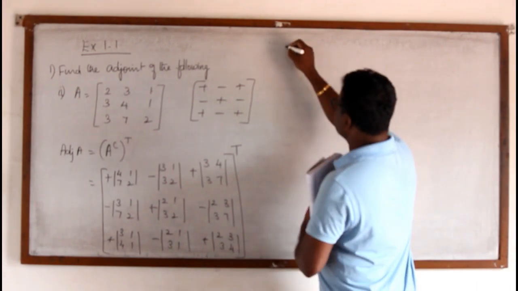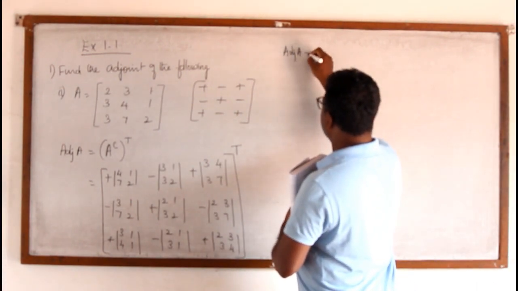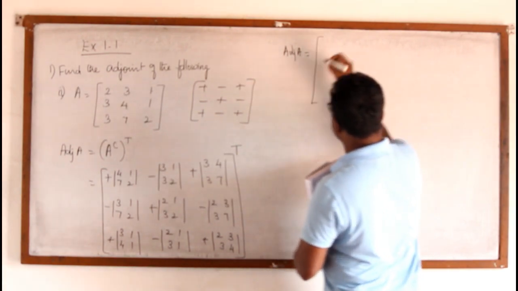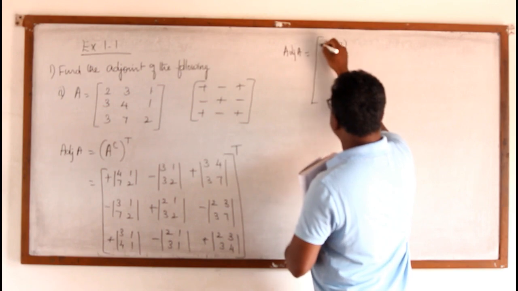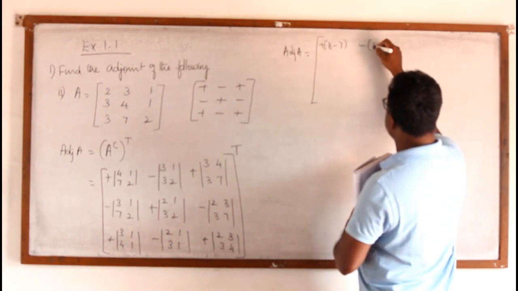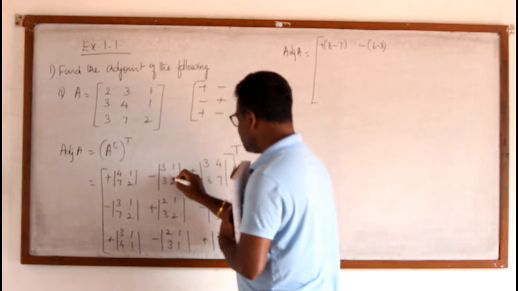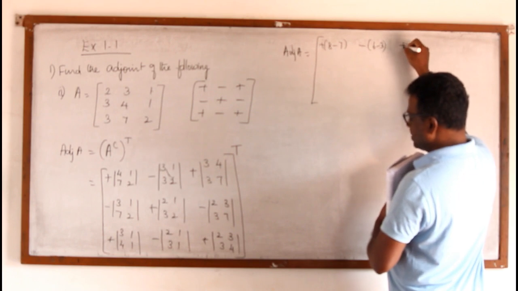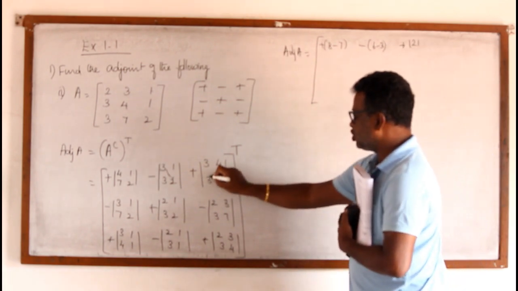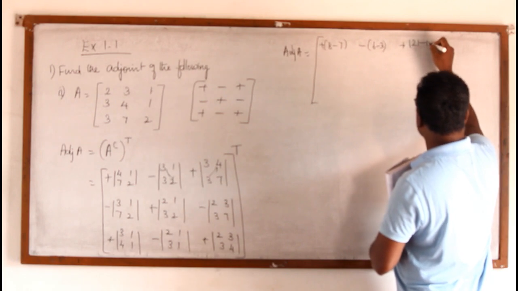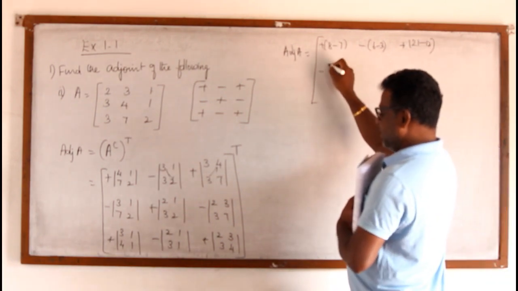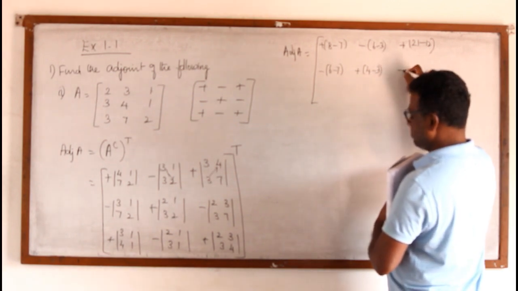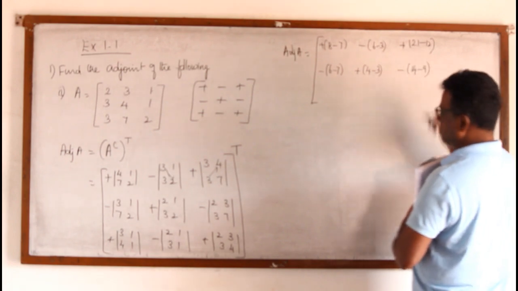Now we shall simplify this. Each one is a 2 by 2 matrix now. So we put the sign also. 8 minus 7, minus 6 minus 3. I have to multiply these two. Then while multiplying the other two, I must change the sign. Plus 3 sevens are 21, minus 12. Minus 3 twos are 6 minus 7. Plus 4 minus 3. Minus 14 minus 9.